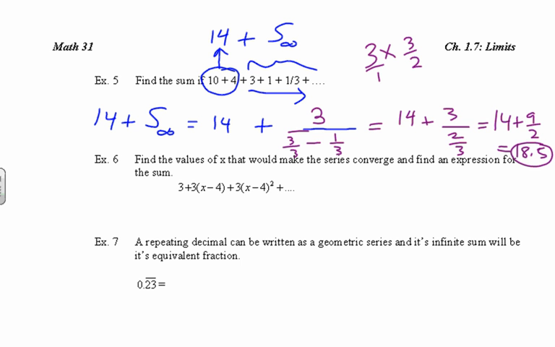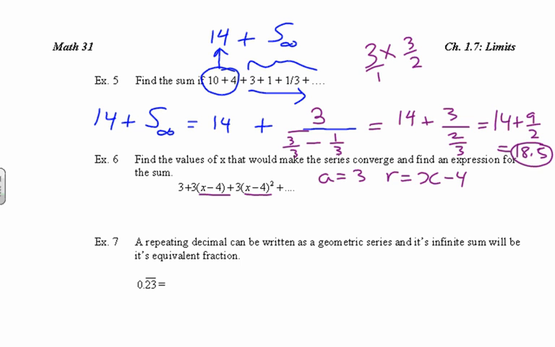Okay, now, in example 6, now we're turning things around on you. We're saying find the value of x, or the values of x, that will make the series converge. All right, so let's find values of x that make this series converge. I hope you can see that our a value is 3, and our r value expressed in algebra would be what? What's our r value in example 6? What's an algebraic expression? x minus 4.